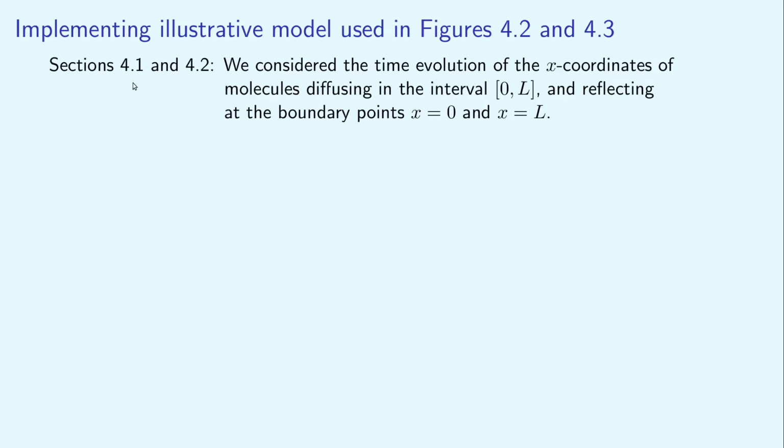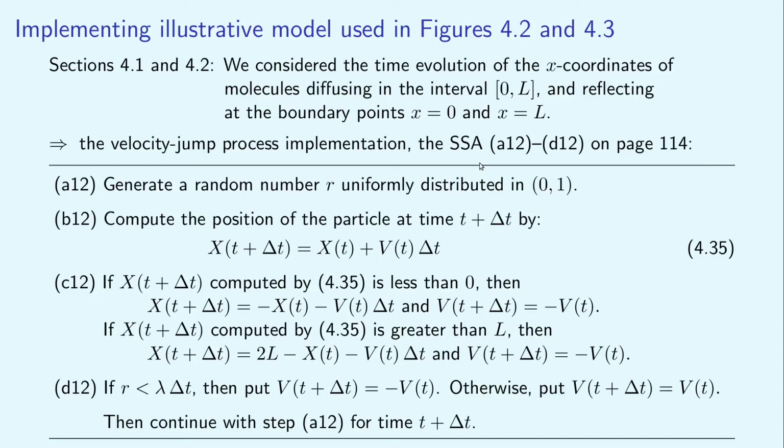Since this velocity jump process describes diffusion, we can also use it to simulate the illustrative example from sections 4.1 and 4.2, where we considered the time evolution of the x-coordinates of molecules diffusing in the interval 0 to L. To use the velocity jump process, we have to apply the same reflective boundary conditions at both endpoints, x equal 0 and x equal L. The resulting stochastic simulation algorithm can be found as the SSA A12 to D12 on page 114.